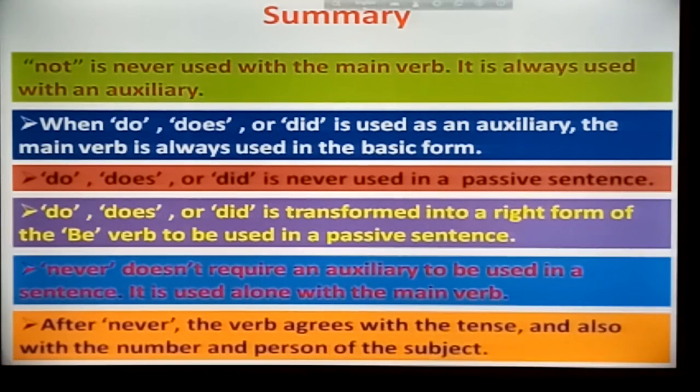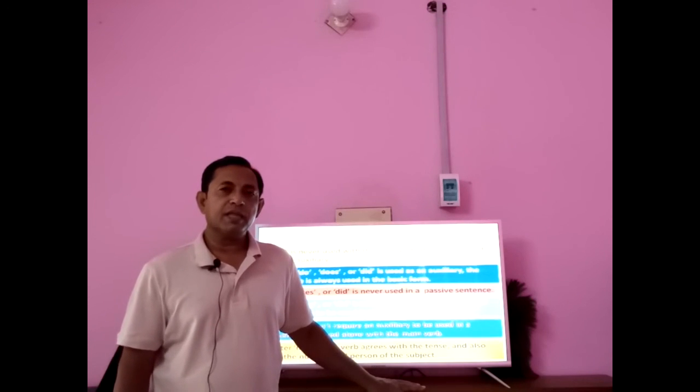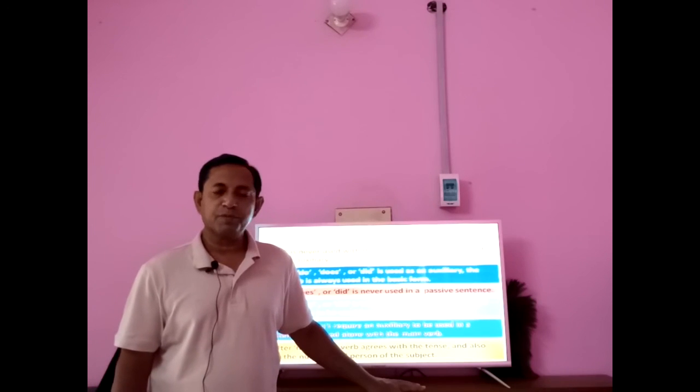And finally we have learned that the main verb that comes after the negative word never always agrees with the number and person of the subject and also with the tense it is used in. Alright, dear students, these are the things that we have learned from today's lesson. That's all about changing assertive negative sentences from active to passive.